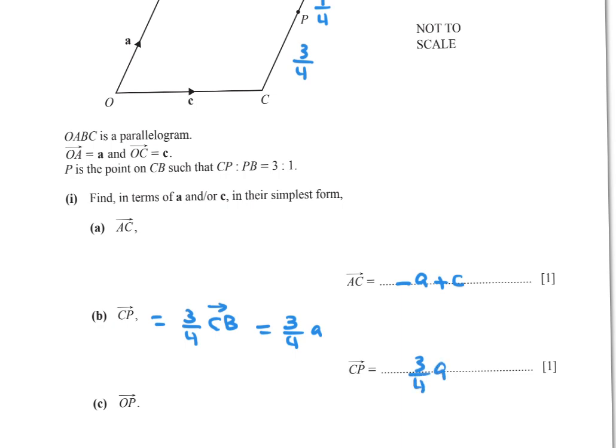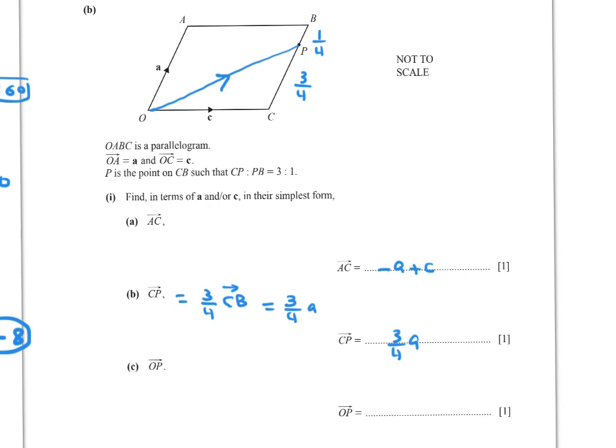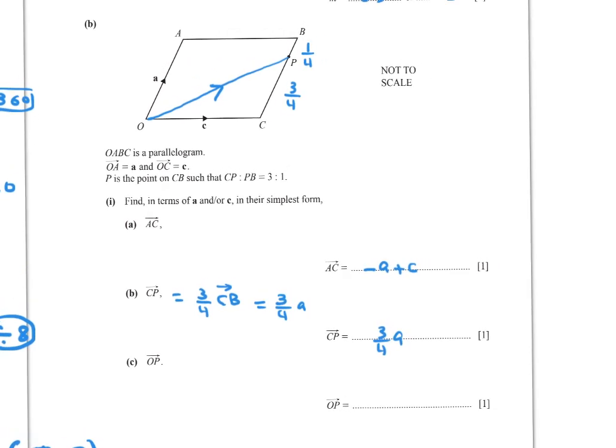Now we need to find the vector OB. We can find OB by traveling from O to C and then from C to B. OC plus CB. OC equals C and CB equals 3 over 4 A. So OB equals C plus 3 over 4 A.